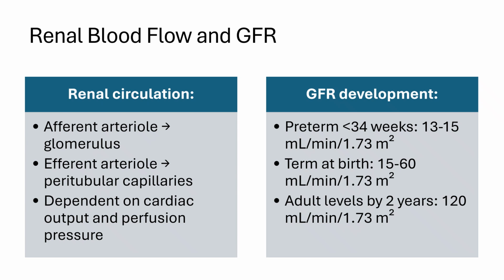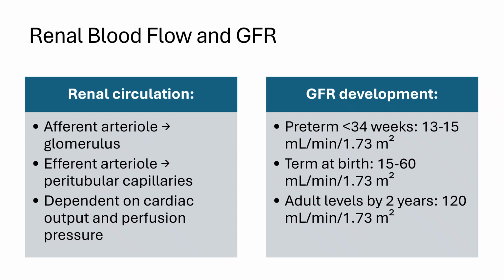What makes renal circulation special is what happens next. Instead of draining into a vein, blood exits through another arteriole, the efferent arteriole. This creates resistance that maintains glomerular pressure for filtration. The efferent arteriole then branches into peritubular capillaries that wrap around the tubules, allowing filtered substances to be reclaimed.